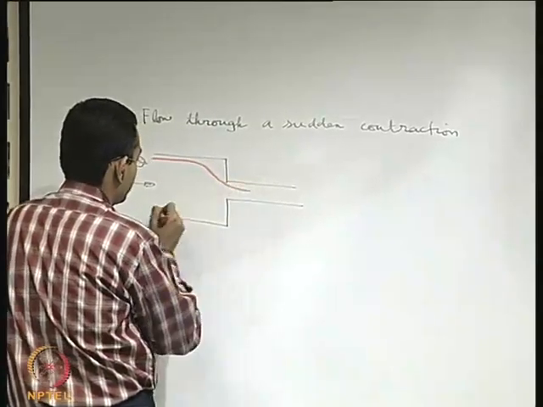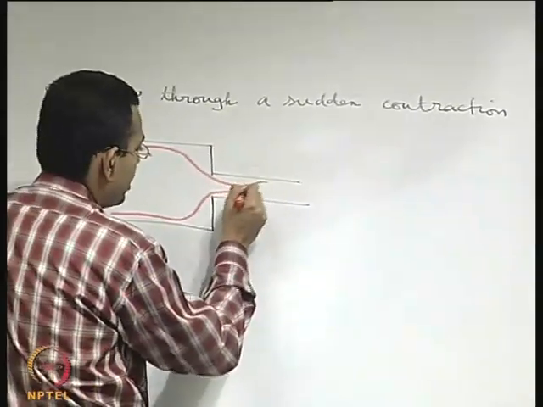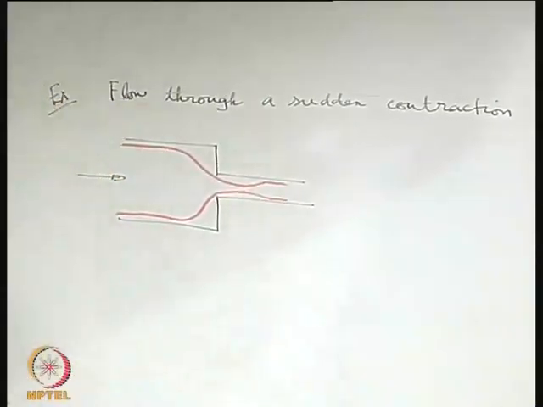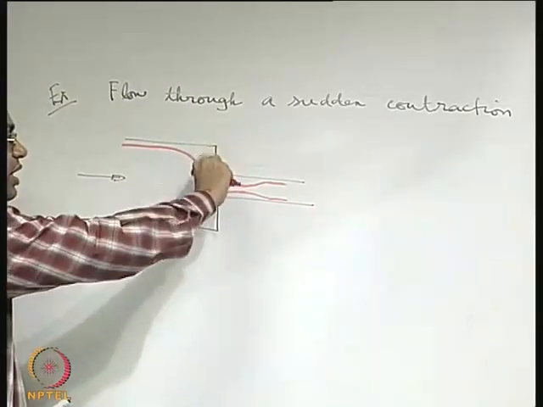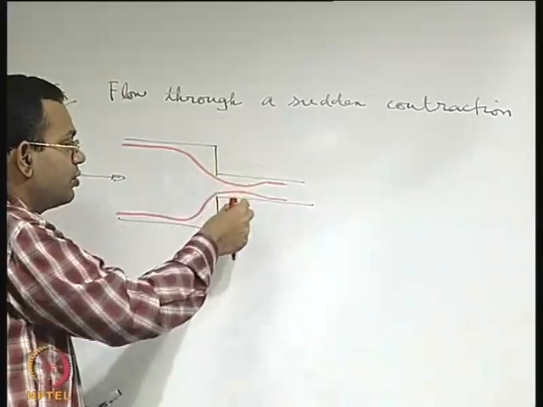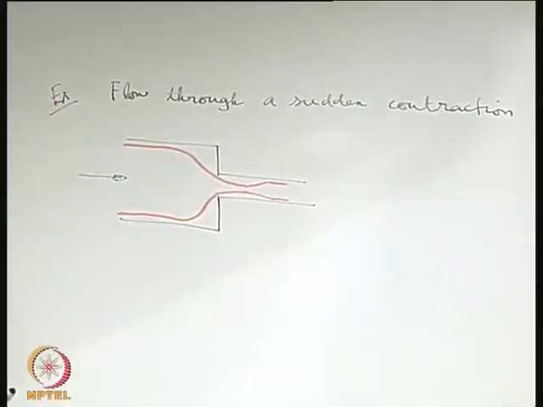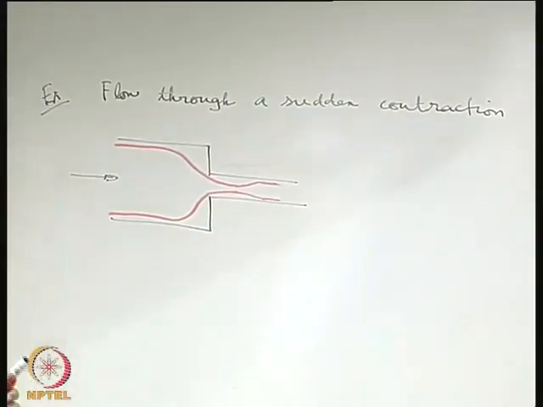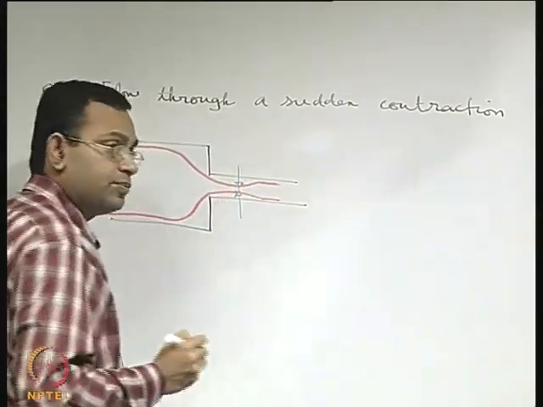streamlines. We have encountered such cases earlier, and from our previous experience we know that the streamlines, first of all, will tend to converge because the area is suddenly reducing. Then that tendency of convergence will continue till it comes to a minimum distance of separation between the extreme streamlines. That location is known as the vena contracta. The same thing happens here, and beyond that the streamlines diverge. So let us say that this is the location of the vena contracta.